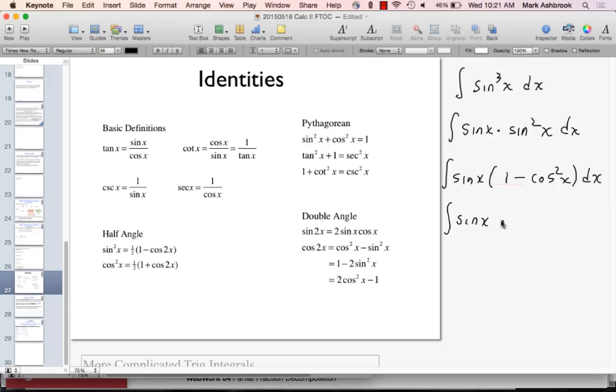Can we do sine x? Easy, right? Can we do sine x times cosine squared? So the antiderivative of sine x is negative cosine. And can we do this one? It was on your quiz, right? How do you do it? Undoing the chain rule, right? You've got essentially the derivative, sine x, of the interior function. So it's undoing the chain rule.